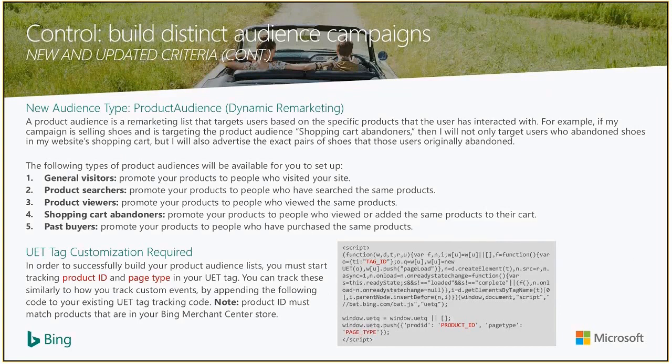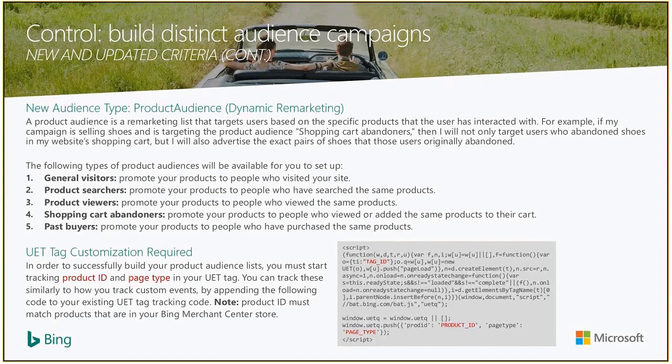Today, the best that you can do is target users based on the pages that they've landed on or based on some keywords in the URL. Product audiences will actually retarget users based on the specific product IDs that they have interacted with. We support 5 product audiences at this time.